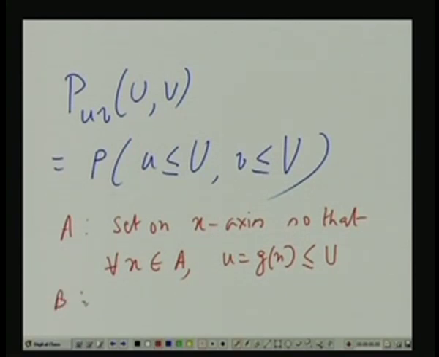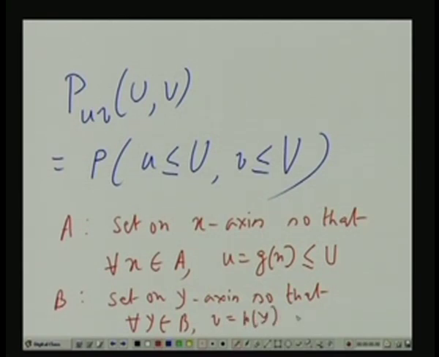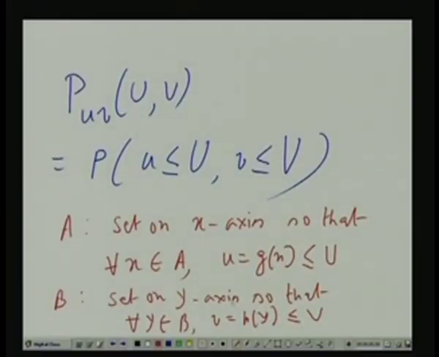Similarly, let B be the set on the y axis such that whenever I take y from those regions, v, that is h of y, is less than or equal to capital V. The collection of these regions is called B, and if you do not take y from B, but from any other portion of the y axis, then the corresponding h of y, that is v, should be greater than capital V.